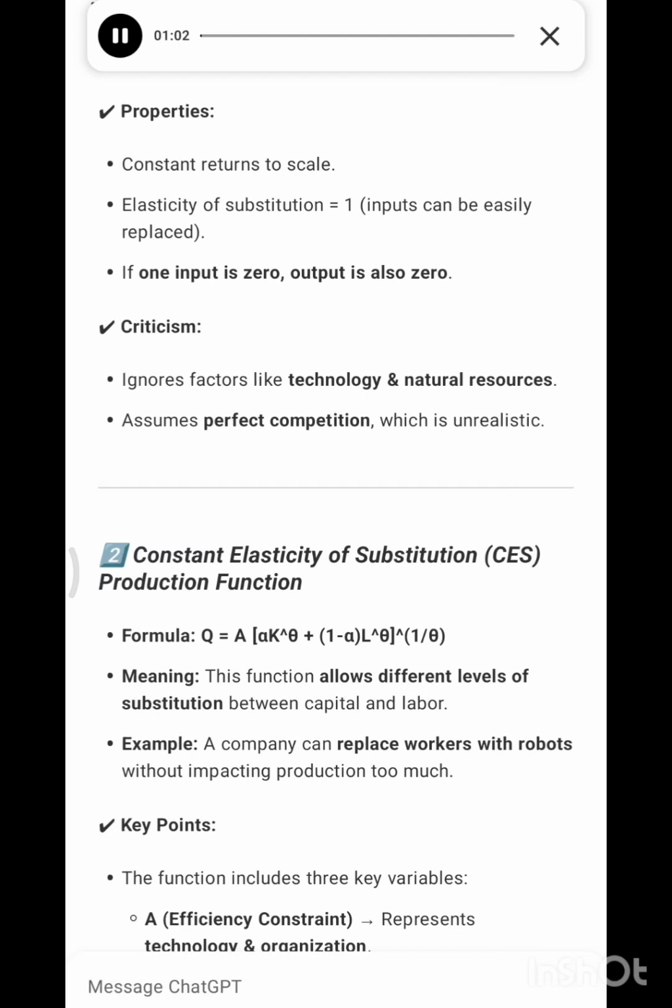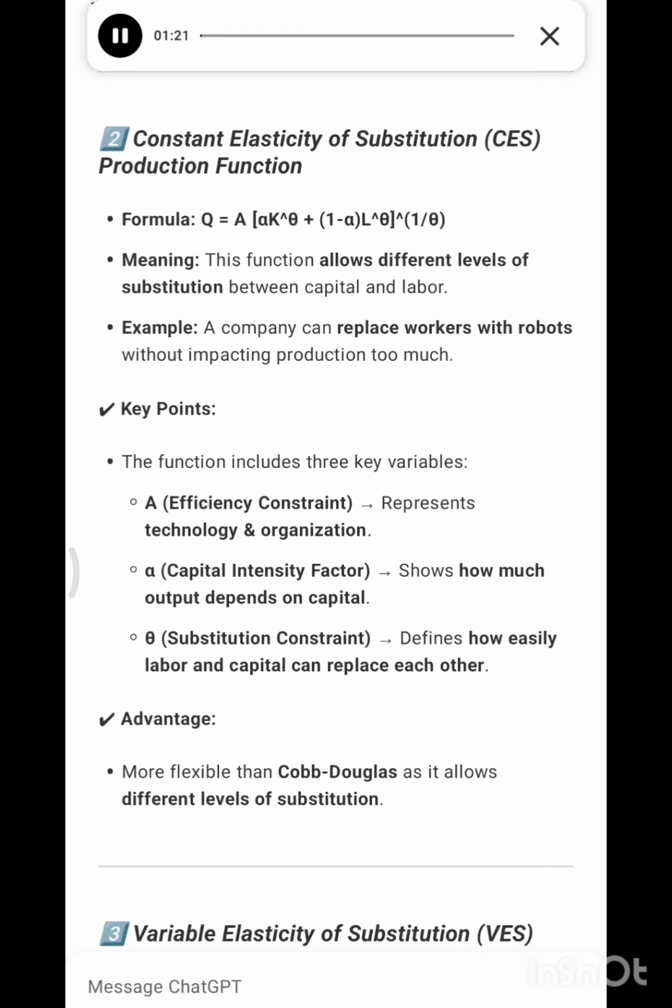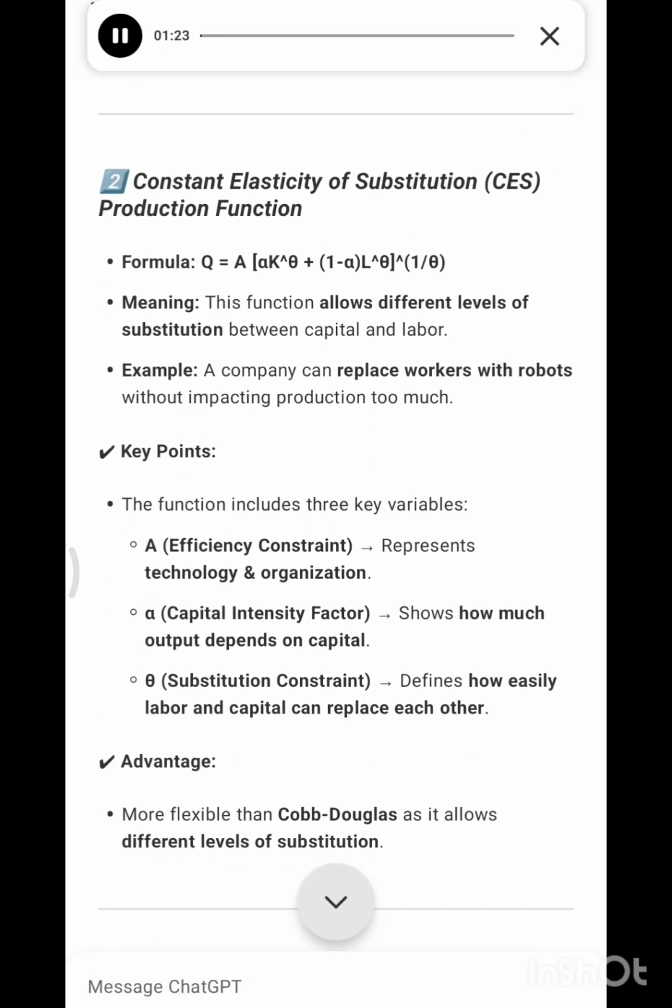Criticism. Ignores factors like technology and natural resources. Assumes perfect competition, which is unrealistic. 2. Constant elasticity of substitution, CES production function. Formula Q equals A times delta L to the power minus rho plus 1 minus delta K to the power minus rho, all to the power minus 1 over rho. Meaning, this function allows different levels of substitution between capital and labor. Example, a company can replace workers with robots without impacting production too much.